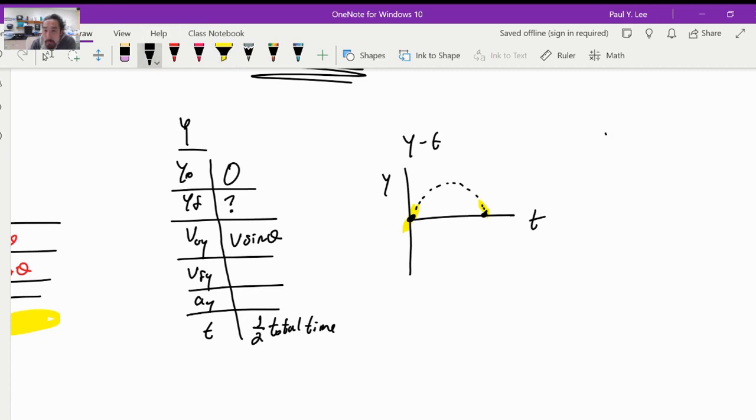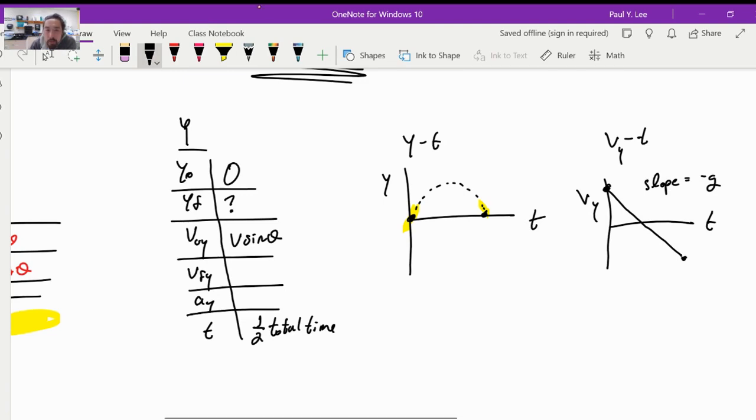And so from here, let's go to a Vy versus time graph. In the beginning, we start off with a positive velocity, and at the end, we end with a negative velocity. And the important thing is that this slope is equal to negative g, or negative 10. And so if we're looking at the halfway point right there, that's the key to filling out our table. At exactly halfway, our y velocity is 0.